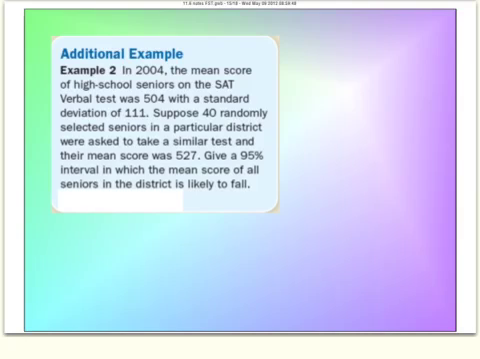Another example, if you just want to determine which formula am I using at the confidence interval, let's just read it and determine, or skip on to the last slide. In 2004, the mean score of high school seniors on the SAT verbal test was 504. So I'm going to jot that down. The standard deviation was 111.